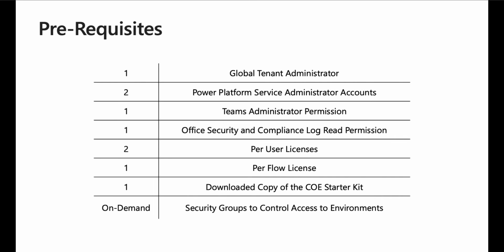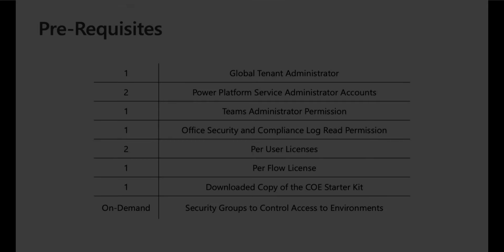You're also going to need 1 per flow license to ensure that the flows in that starter kit are going to run properly. And then you'll need a copy, of course, of that COE starter kit. And lastly here, you'll want security groups to control access to environments.